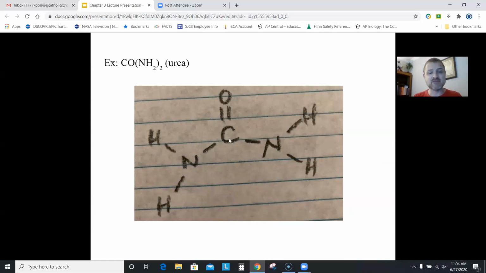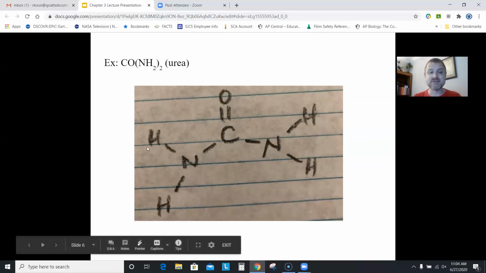C has got to have 4 bonds. You could play around with trying different ways of drawing this, but the only way that actually works when you follow all the rules is the way I have it drawn here. A C double bond O with 2 single bonds to nitrogen. Then each nitrogen has 2 single bonds to hydrogen, so it has 3 bonds total. So all of the bonding rules are satisfied.